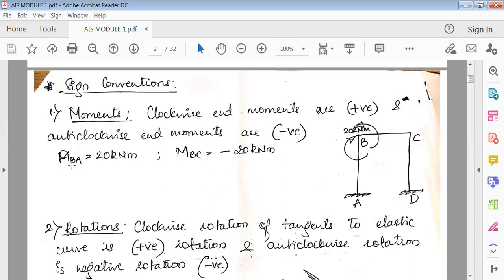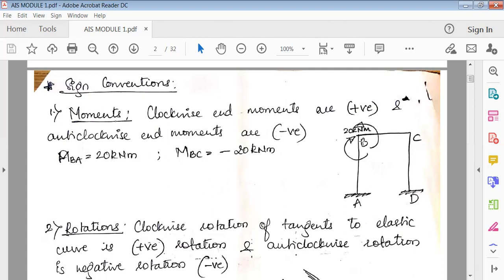So the first letter after M indicates the joint, and the second letter indicates where the member ends. So this relates to the complete member: moment at B, from B to A. When you check this column, it is shown clockwise, so clockwise I've written plus. So it is plus 20 kilonewton meter. Because we're talking about moment, the unit of moment is kilonewton meter.